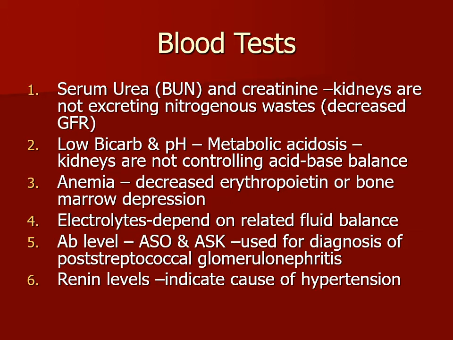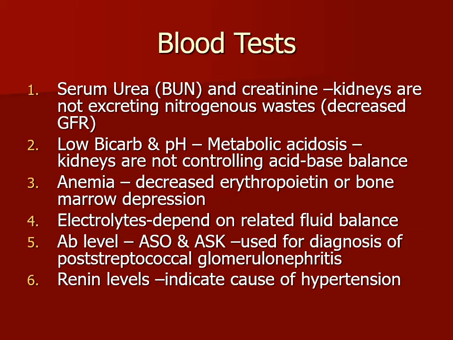Electrolytes. Electrolyte concentration depends on regulated fluid balance, and the balance of these electrolytes is controlled by the kidneys. So very important tests can indicate what's going on there. Antibody levels: ASO, which is anti-streptolysin, and ASK, which is anti-streptokinase. These are used for the diagnosis of post-streptococcal glomerulonephritis. These are antibodies that are produced when that disease is present.